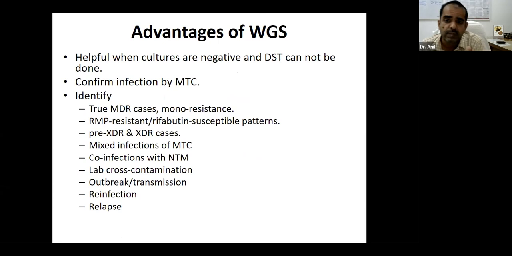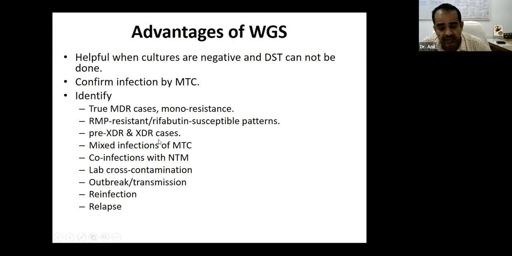What is the advantage of knowing Mycobacterium bovis BCG? Because they are inherently resistant to pyrazinamide. So you can avoid pyrazinamide treatment in such cases, if you are having bovis and BCG infections. Then you can identify true MDR cases, monoresistant cases, rifampicin resistant, rifabutin susceptible patterns. I have told you, by identifying the mutation, you can identify whether it's rifabutin susceptible and rifampicin resistant.